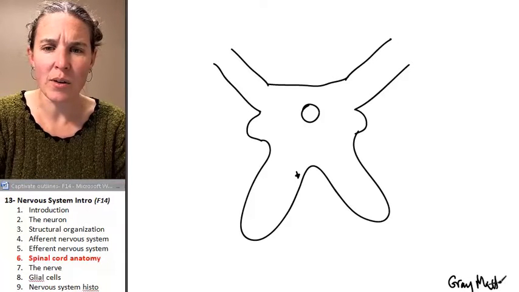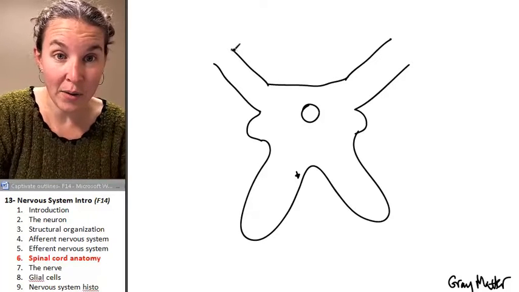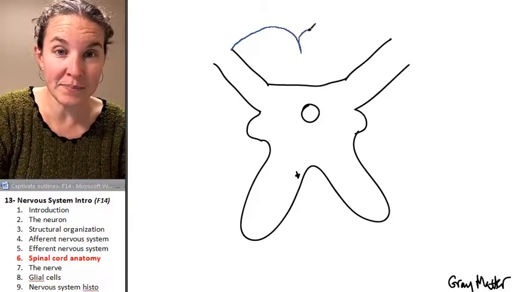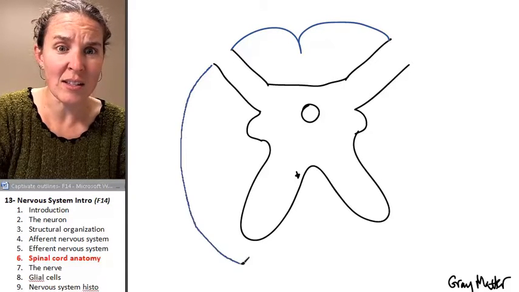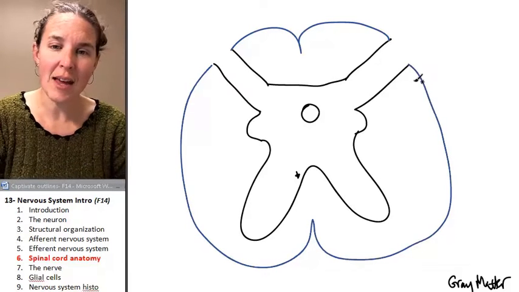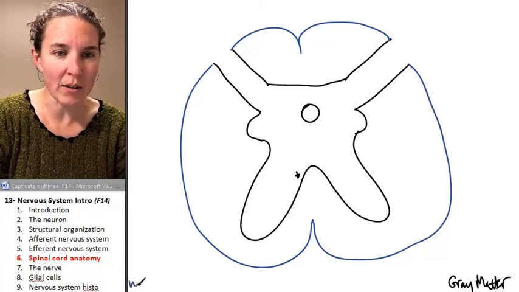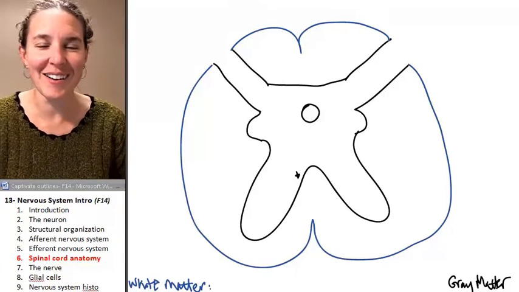Now, that means that everything else that I'm going to draw right now, like this and this, all of that, that's all white matter. What the heck is the difference between gray matter and white matter? Oh, let me tell you.